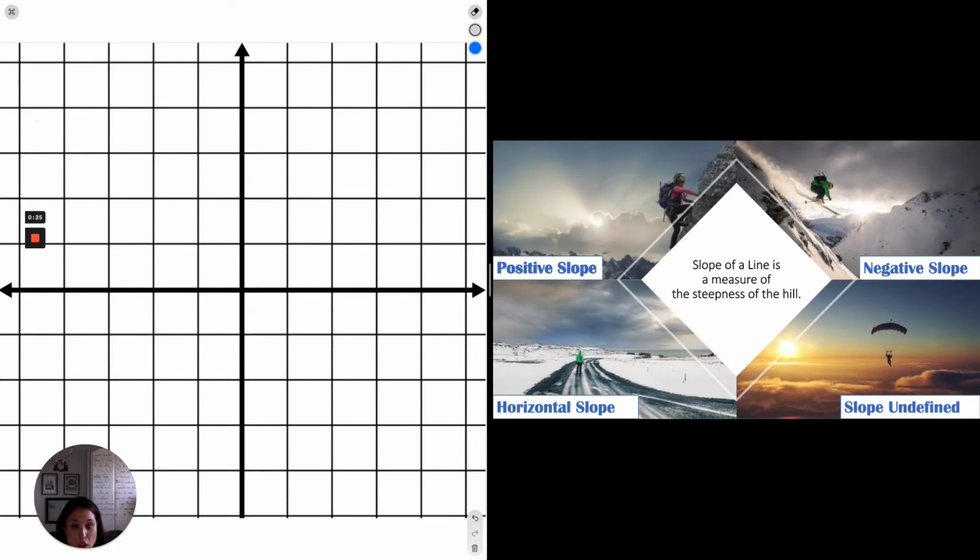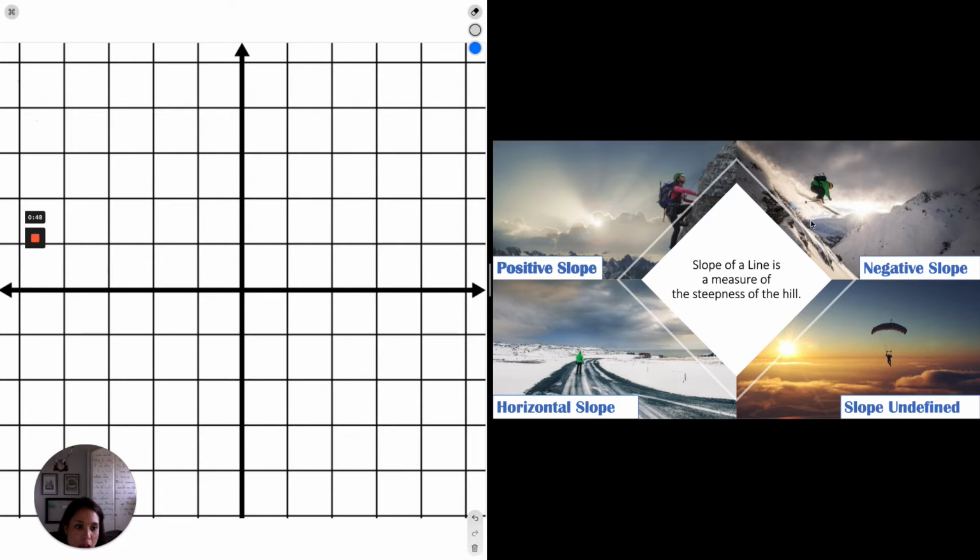I first want to tell you what a slope is. So a slope of a line is the measure of the actual steepness of a hill. So look at my first picture on the left. It's a rock climber. She's climbing uphill. So if you graph a line that is going up, you call this a positive slope.